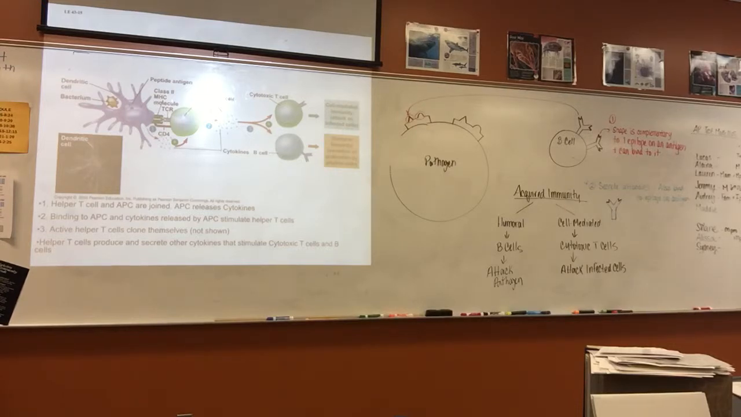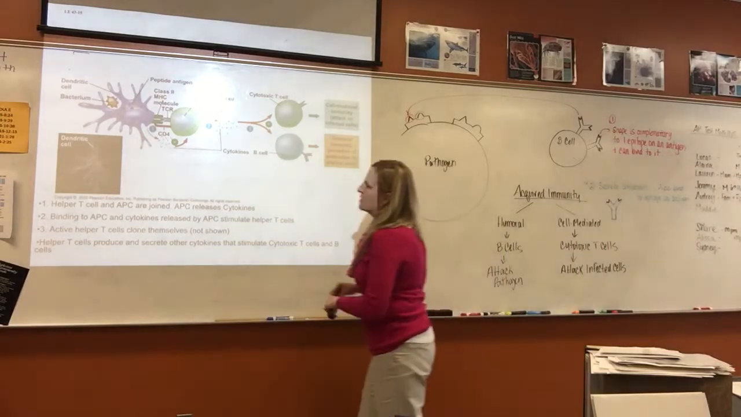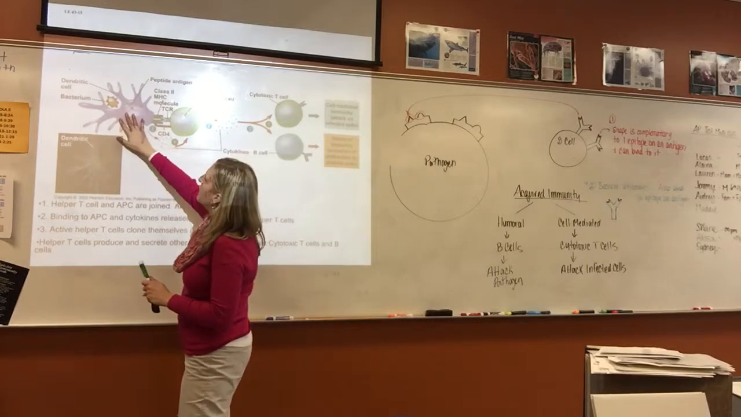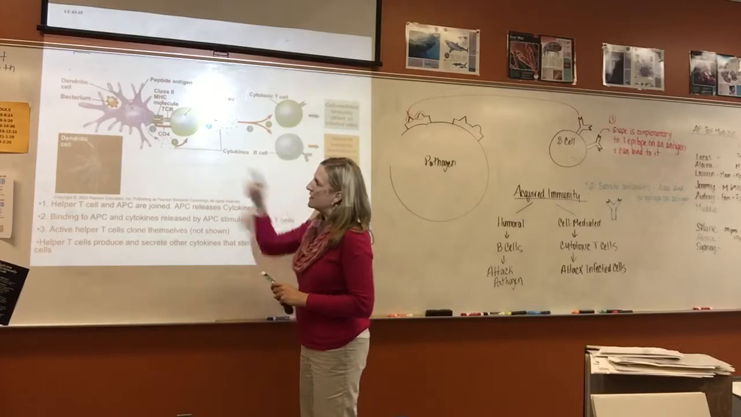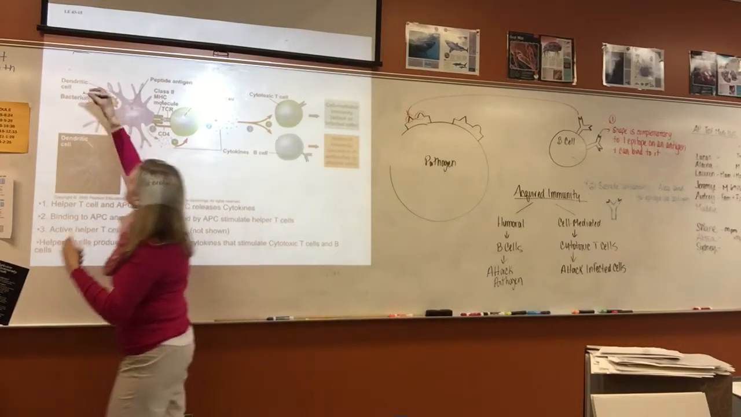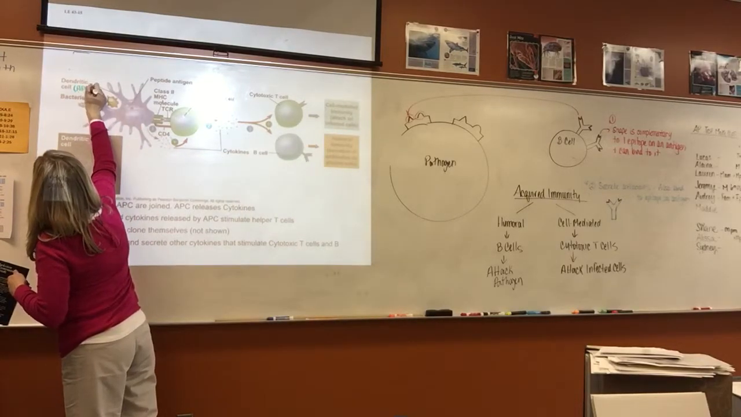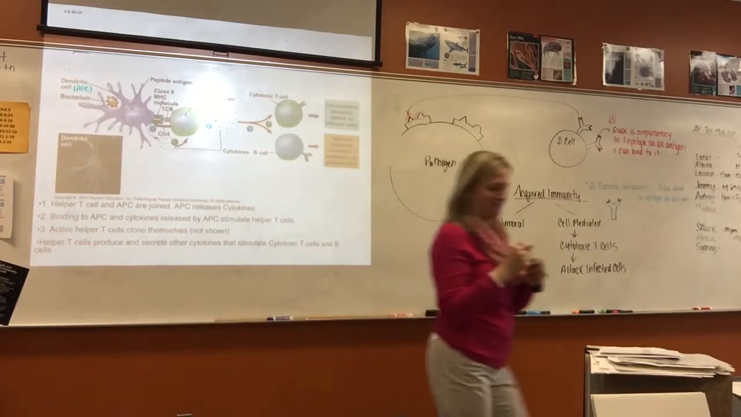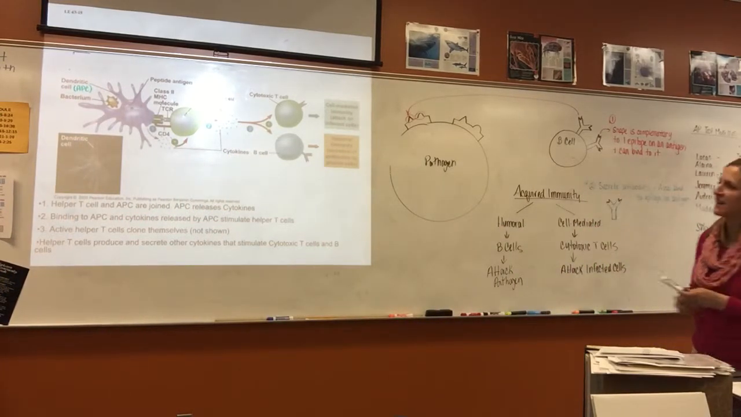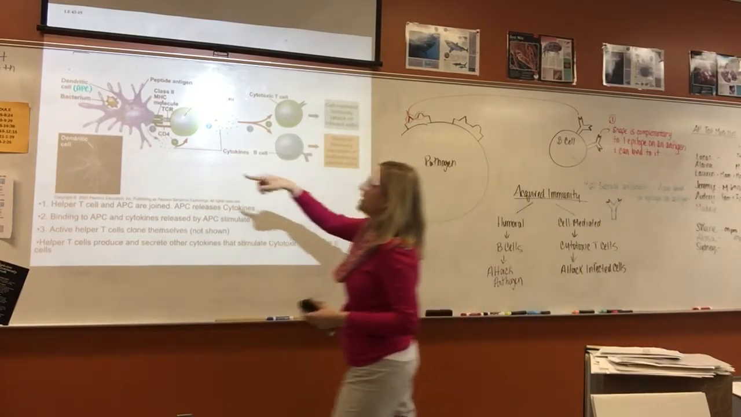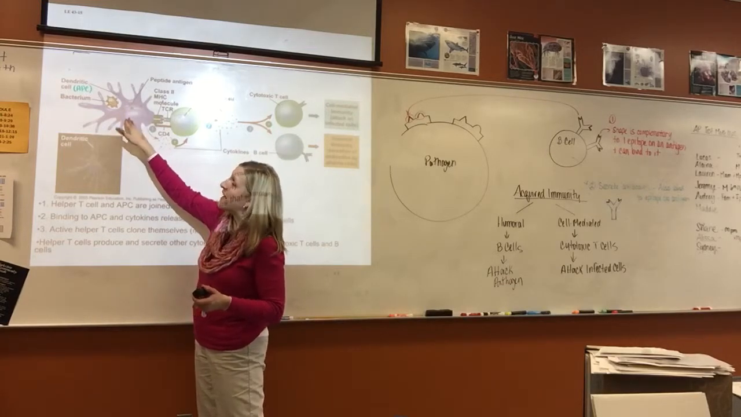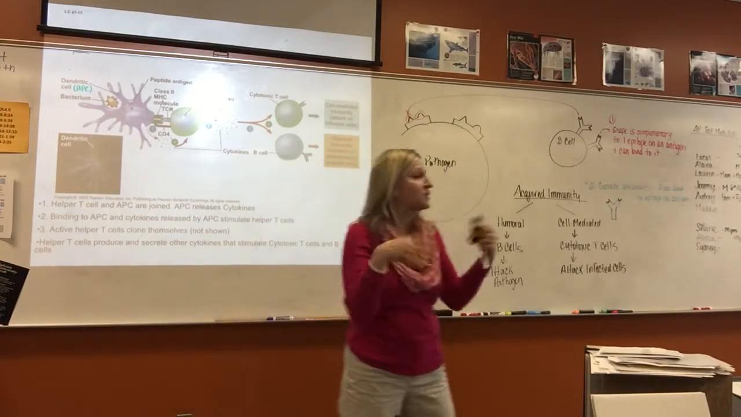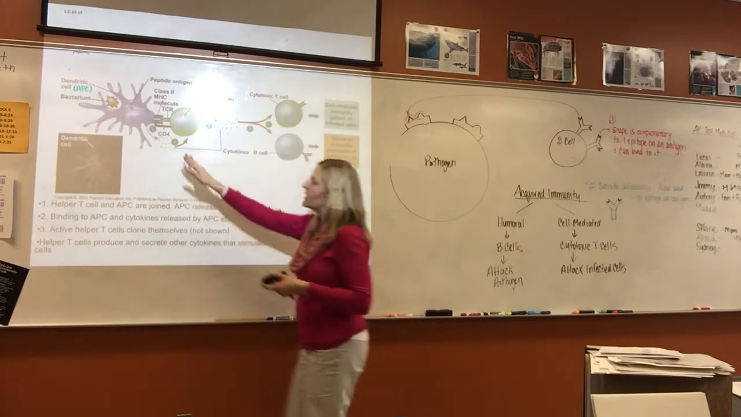It says helper T cells and the APC, which is the antigen presenting cell, are joined. So here's your APC, your dendritic cell, and it's taking in the bacteria. So I'll put here behind here APC, that's your dendritic cell. And it's taking in the bacteria and engulfing it. And remember that this is a good thing. This is part of your innate immunity where these cells take in anything foreign and destroy it. So that's a good thing that it's doing that.